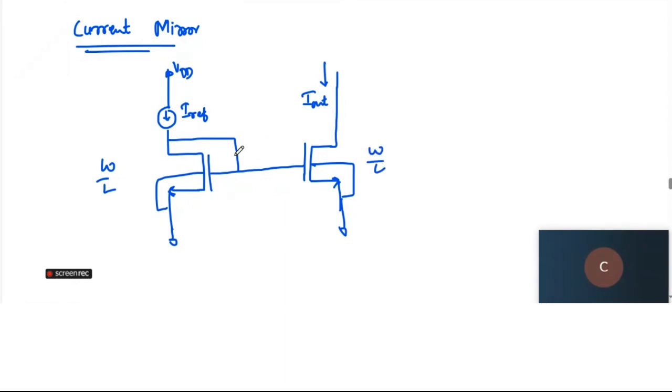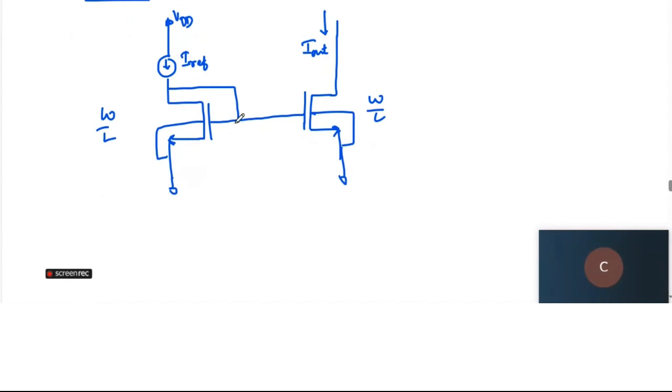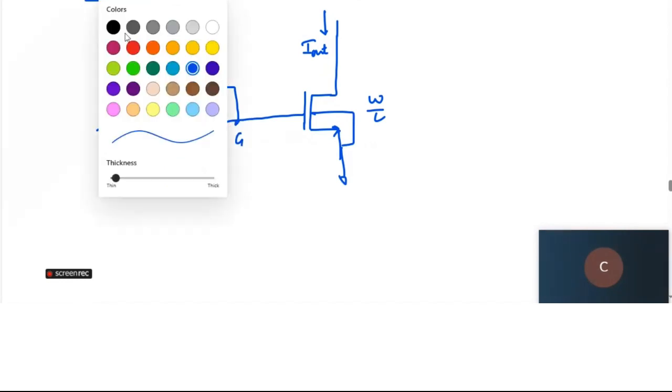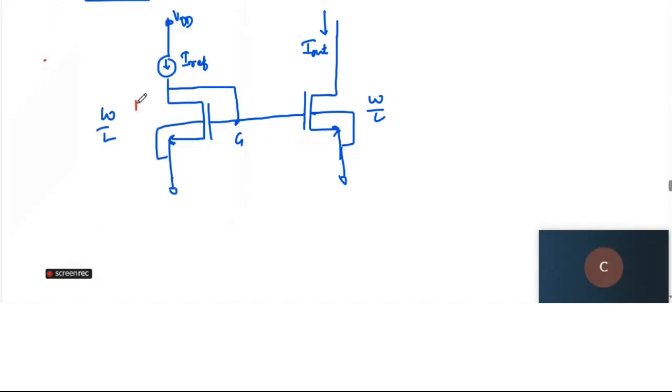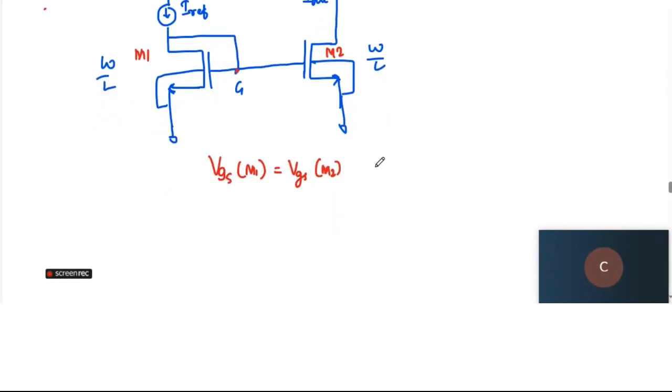Now, what is the intent? If you observe here, the gate of this particular MOSFET, let's say this is M1 and this MOSFET is M2, the gates of M1 and M2 are tied together. That means VGS for M1 is obviously equal to VGS of M2. Let me write that way: VGS1 is equal to VGS2.